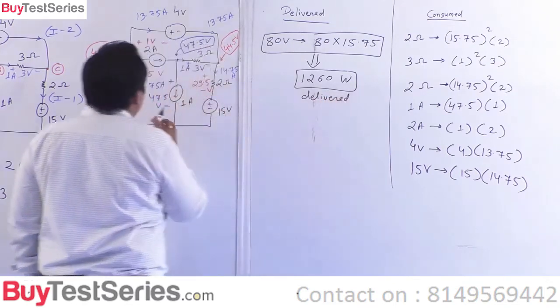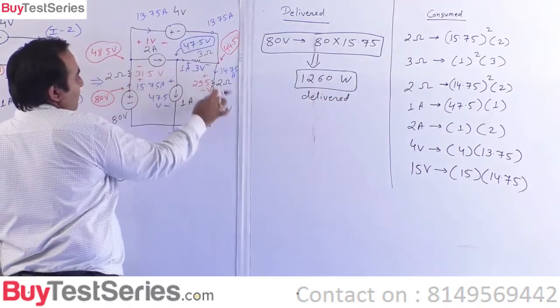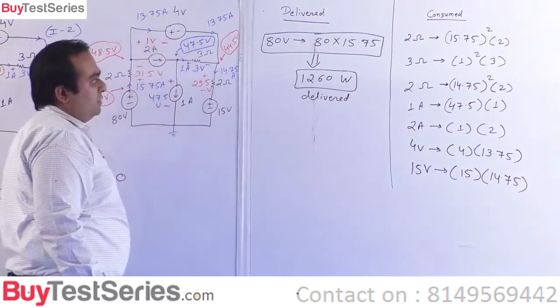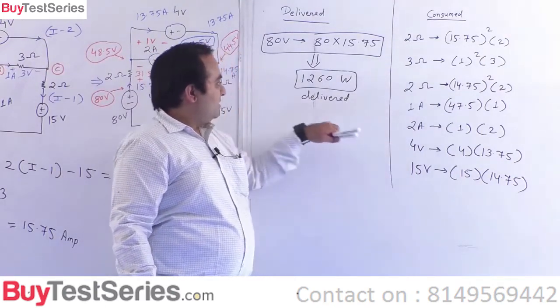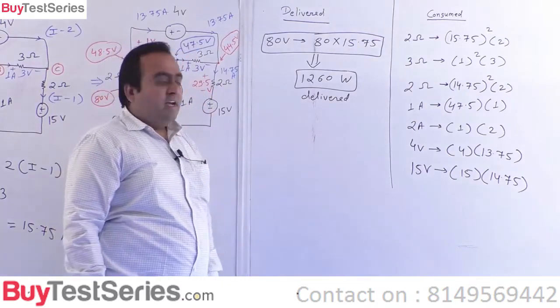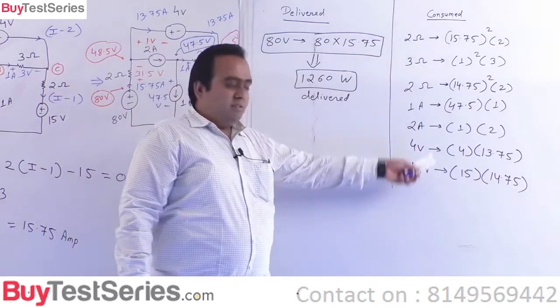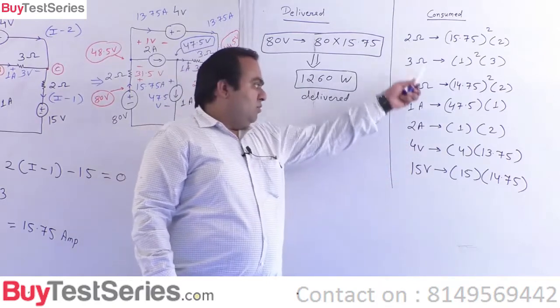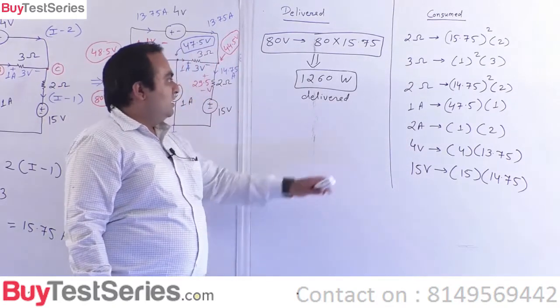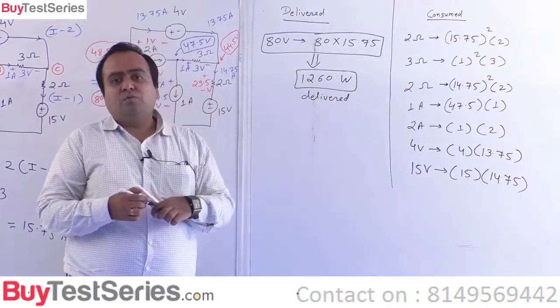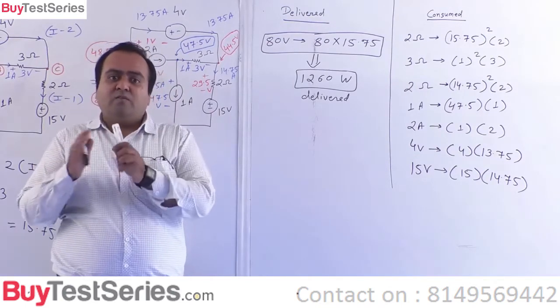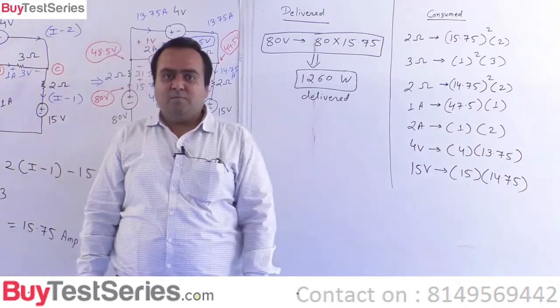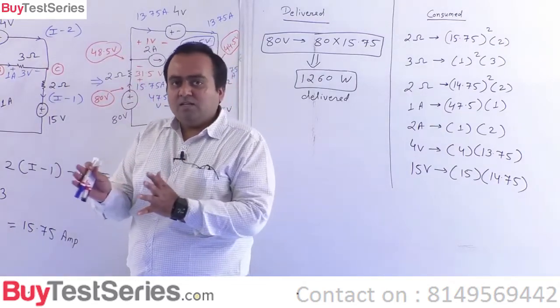We can always cross check. There are 8 circuit elements, so we must have 8 entries. So 3 plus 3 is 6, 7 and 8 entries are there. If you just sum it up, this calculation you can do. If you take the sum of all this, the sum will come out to be 1260 watts, which proves that power absorbed is equal to power delivered for the particular circuit.